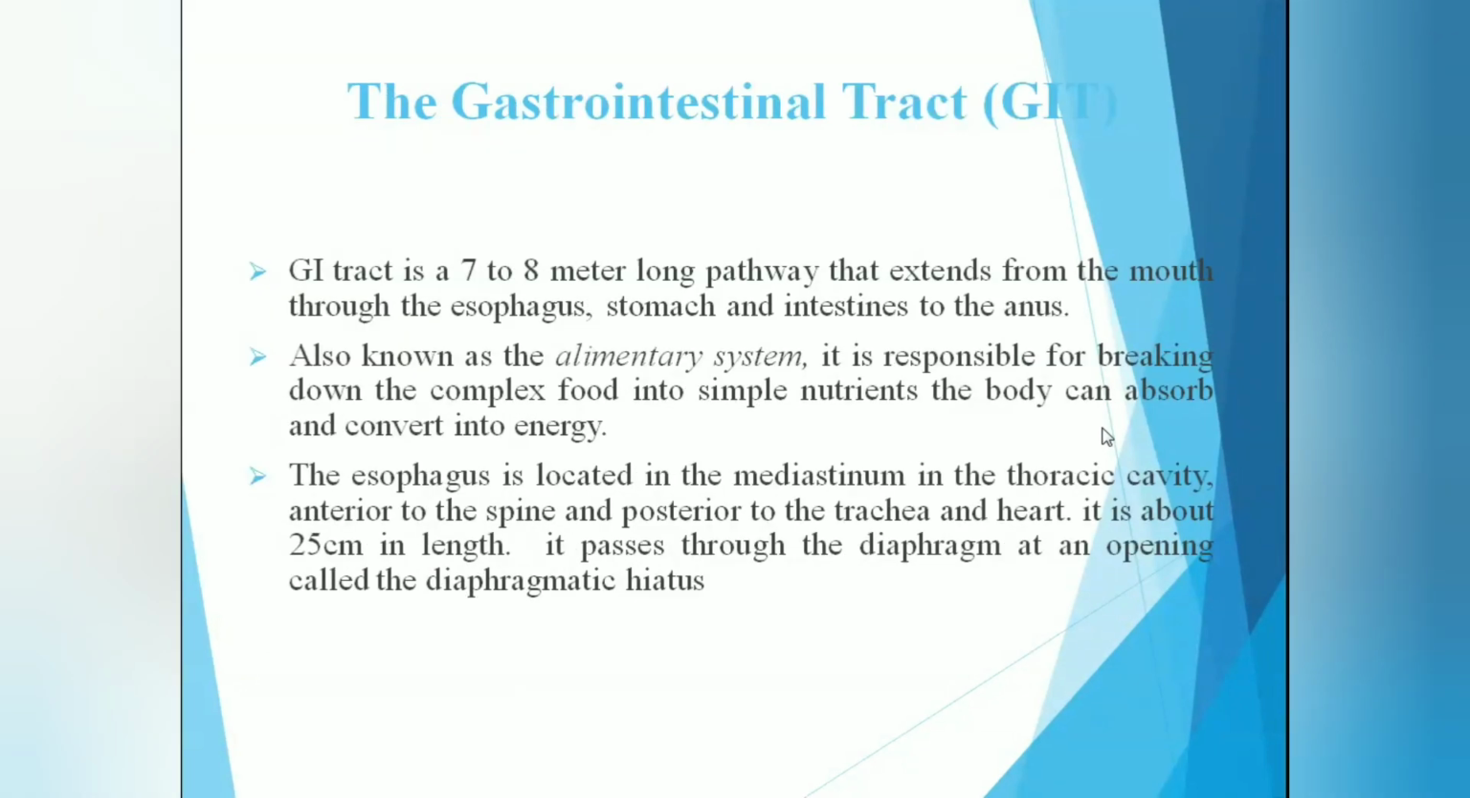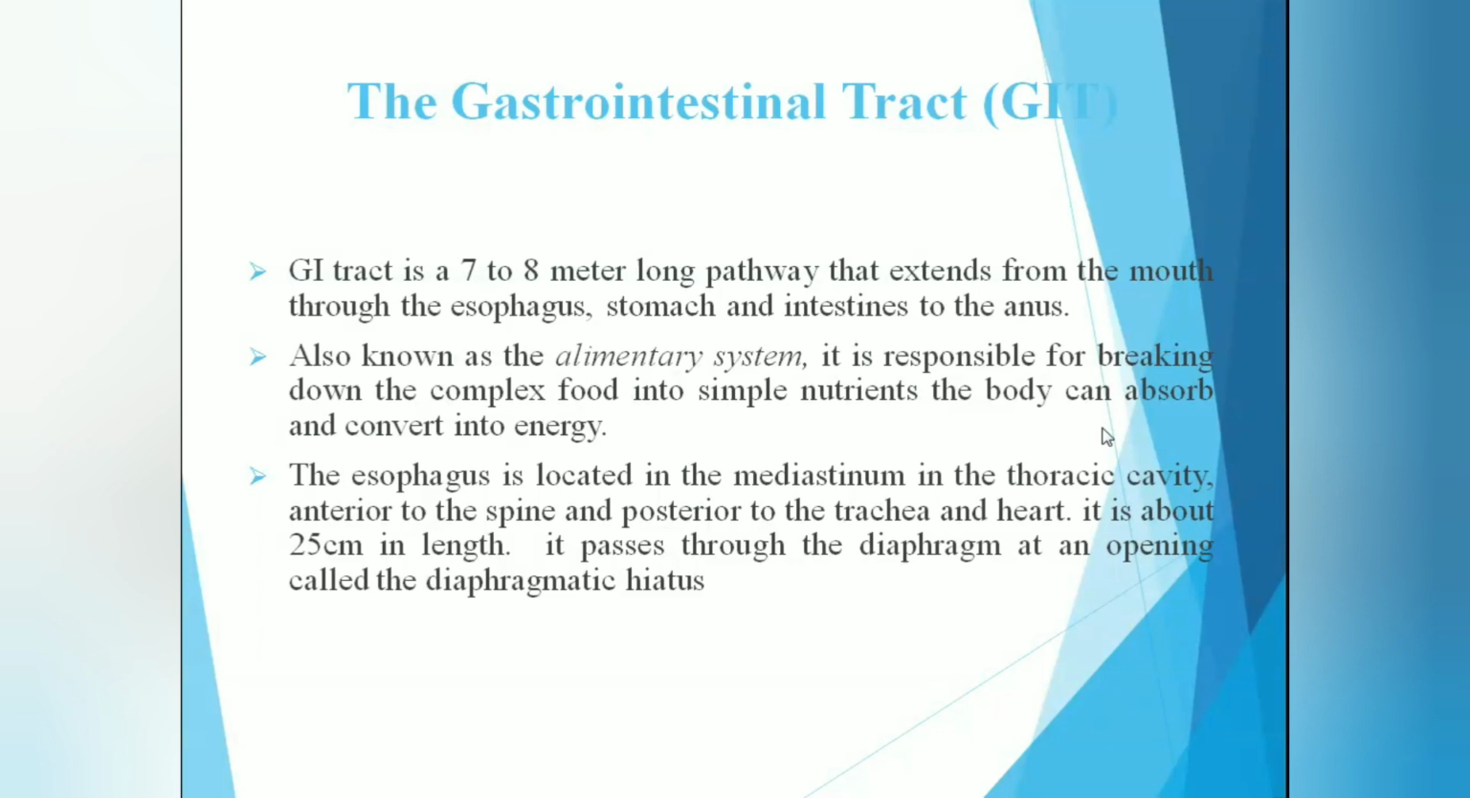The gastrointestinal tract, GIT. The GI tract is a 7 to 8 meter long pathway that extends from the mouth through the esophagus, stomach and intestines to the anus. Also known as the alimentary system, it is responsible for breaking down the complex food into simple nutrients the body can absorb and convert into energy.